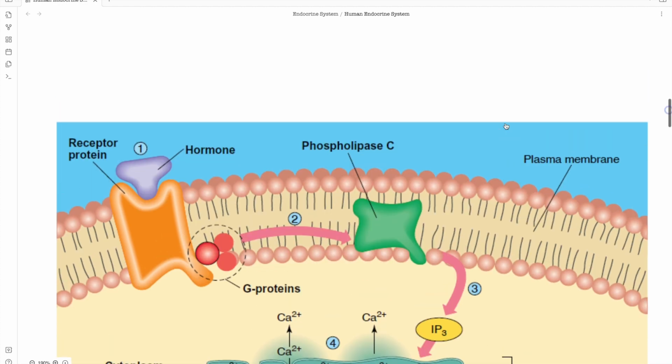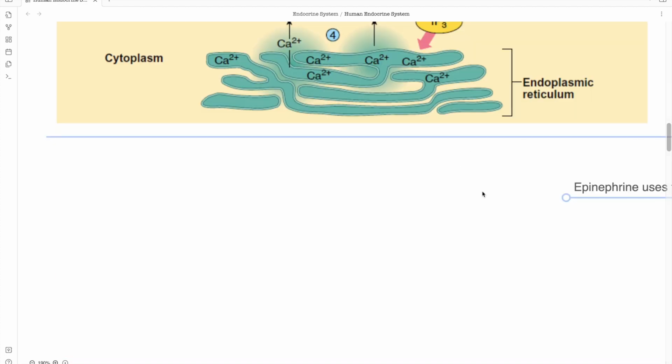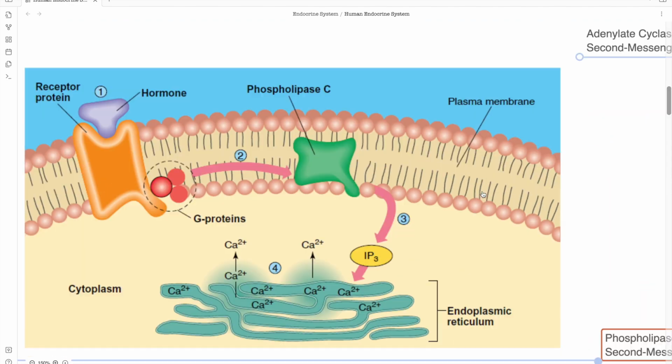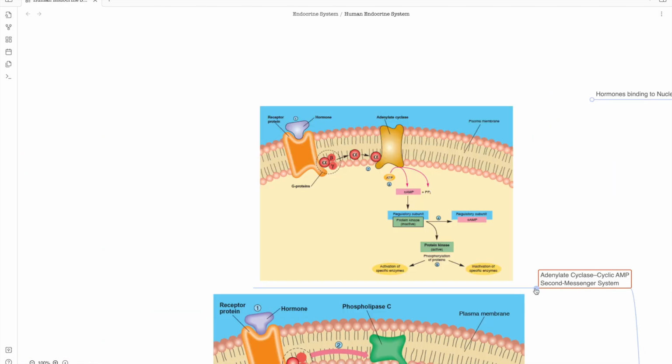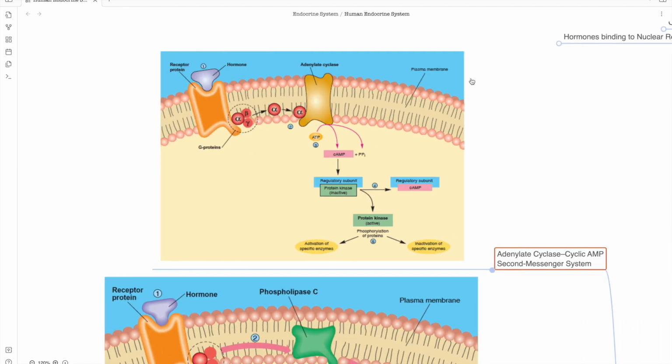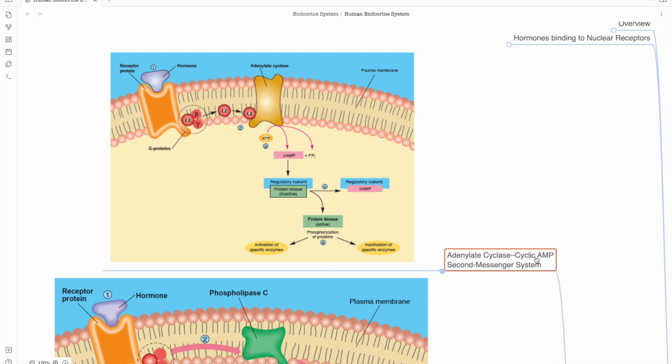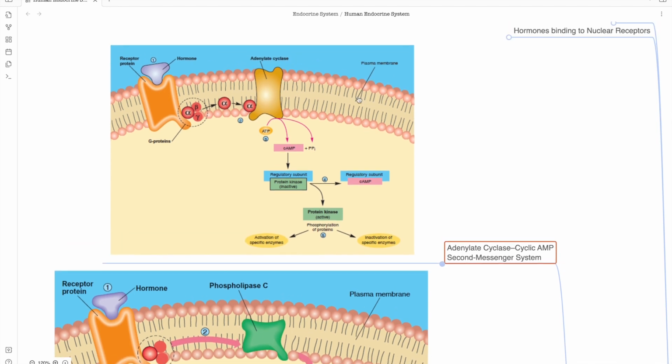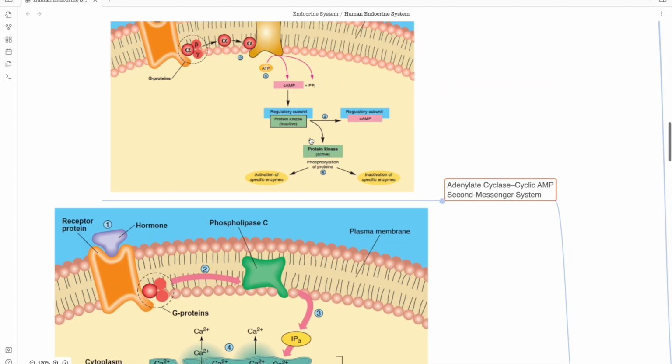See, the difference between this adenylate cyclase cAMP secondary messenger system and this phospholipase C calcium messenger system is the protein where the active alpha subunit is bound. When we are discussing the cyclic AMP secondary messenger system, this active alpha subunit binds with the adenylate cyclase, which converts ATP into cAMP.